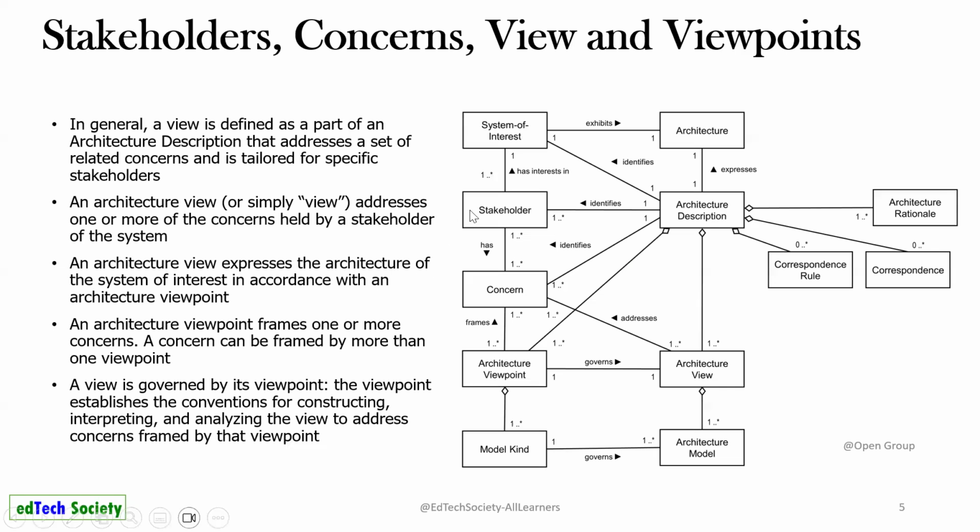Then concerns: a stakeholder has one or more concerns, or one or more stakeholders might have one or more concerns. Similarly, stakeholders have an interest in the system, or system of interest. That is a kind of relation. As mentioned, the system of interest exhibits architecture. The architecture description identifies the stakeholders and the concerns. So these interrelated dependencies and relationships are defined and displayed in this diagram.